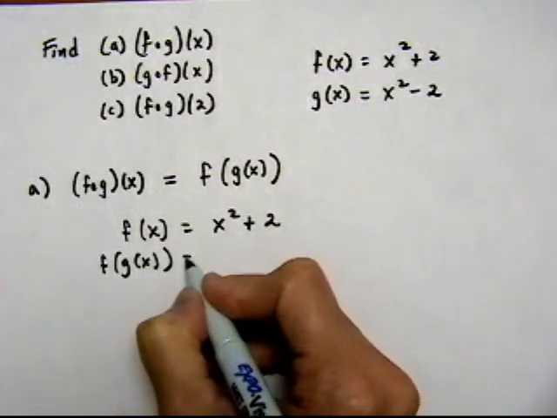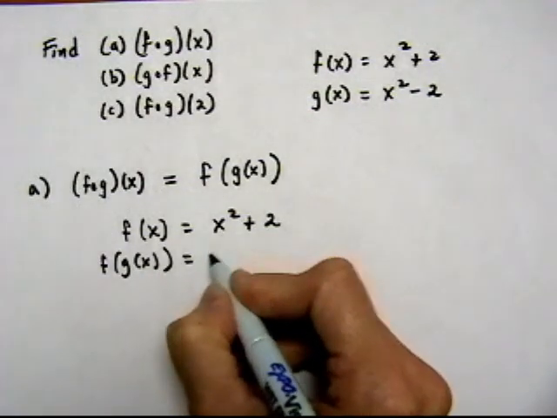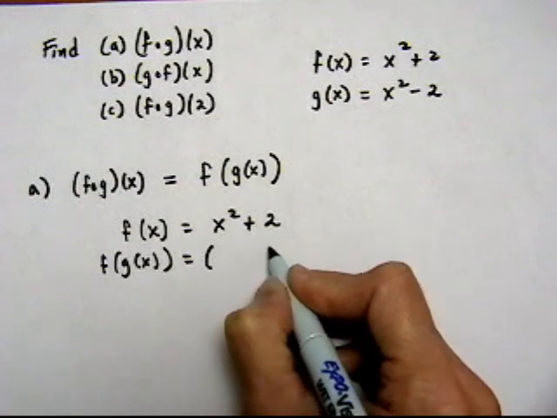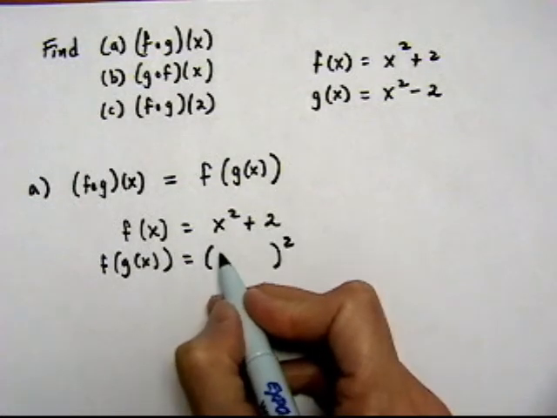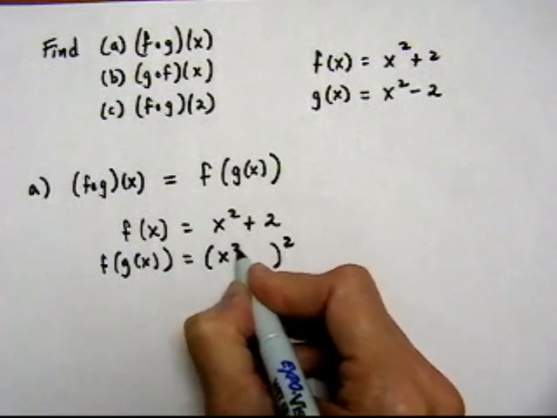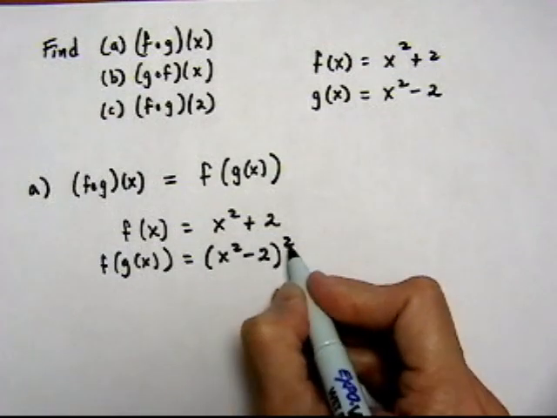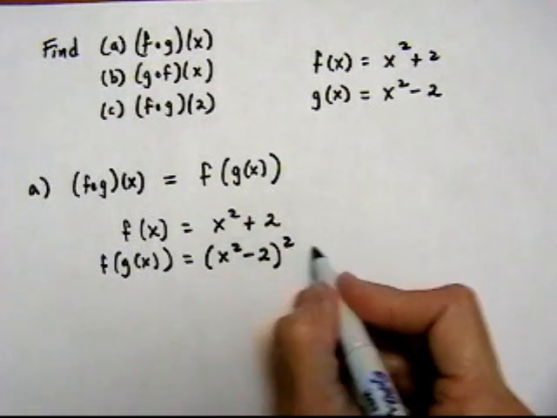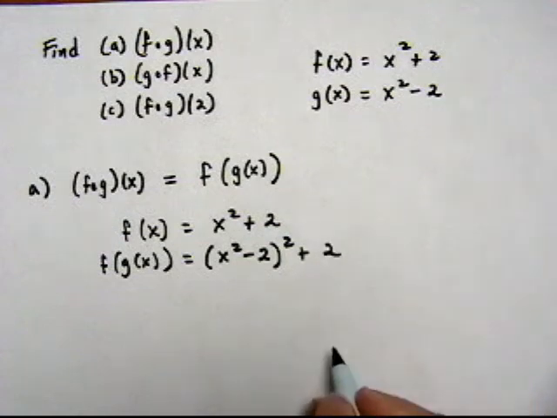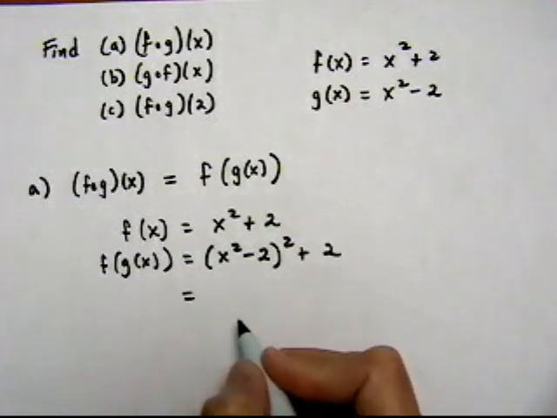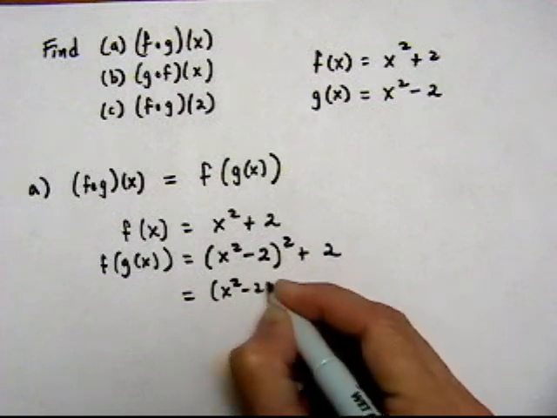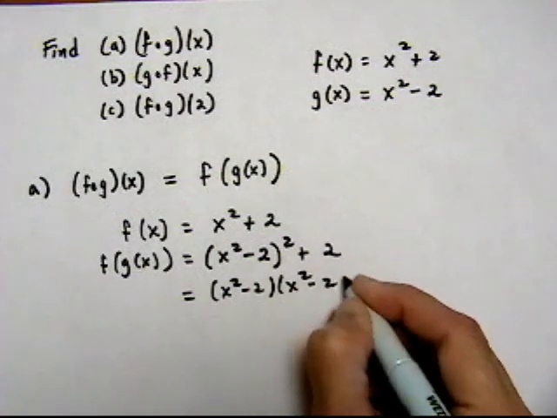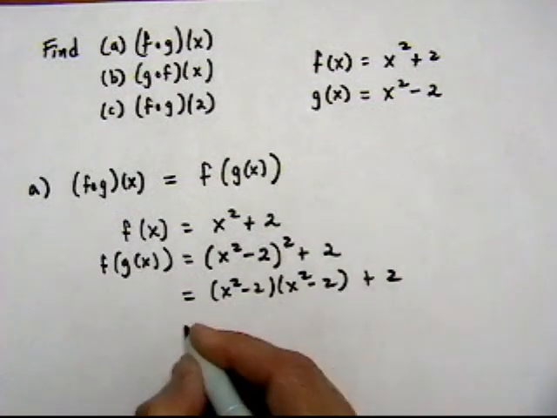So f of g of x equals, replace the x, so this quantity is going to be squared. So we're replacing the x by g of x, and g of x is x squared minus 2, squared, carrying down, and then plus 2. And now we can simplify. So we're going to distribute x squared minus 2, x squared minus 2, bring down the plus 2.